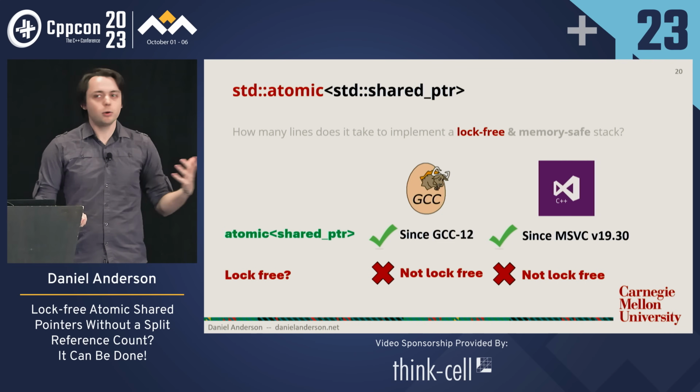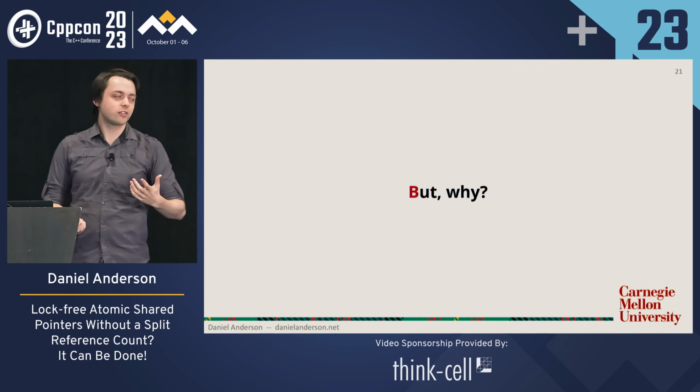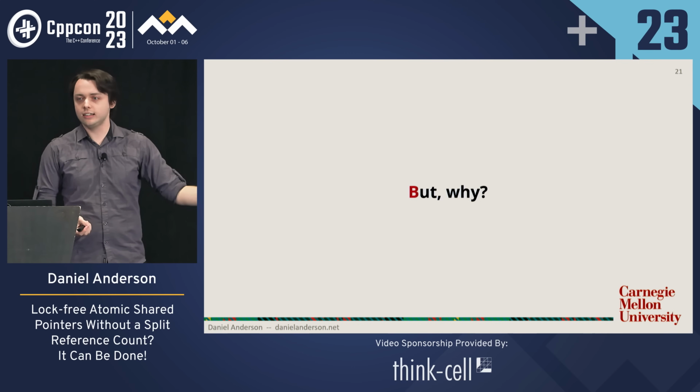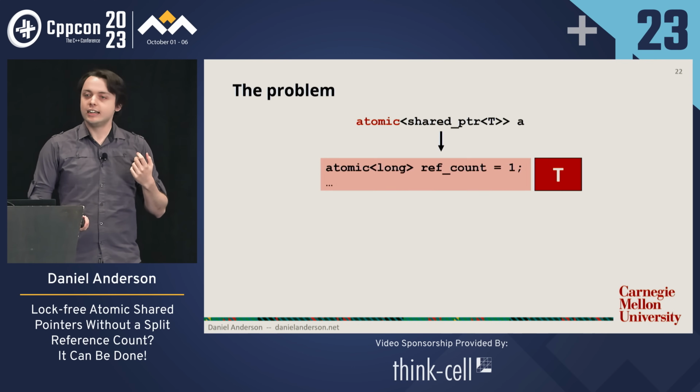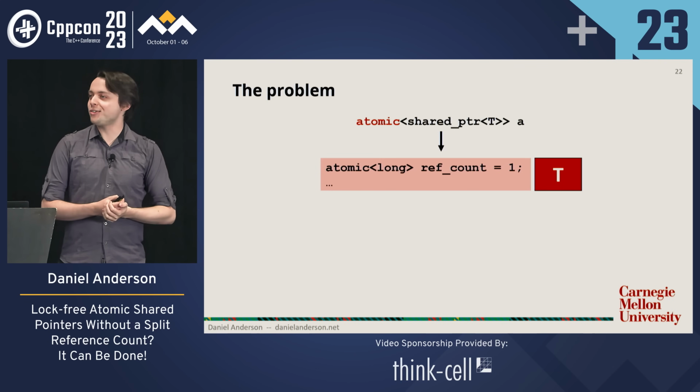So you might think, well, that's disappointing, right? Like, why are they not lock-free? We want a lock-free atomic shared pointer, don't we? Is it just not possible? Is it too hard? Well, yeah, kind of the answer is it's hard. It is really, really hard to implement a lock-free atomic shared pointer.